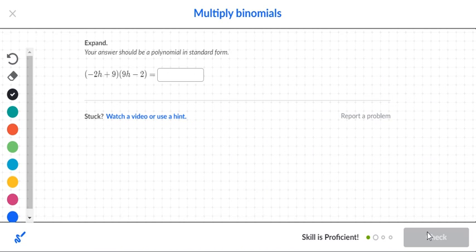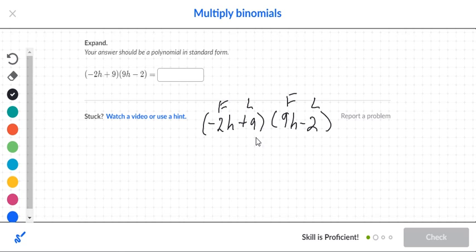Okay, let's take a look at this problem here. Again, we have numbers in front with the letters. So we have the negative 2h plus 9. We have the 9h times a negative 2. So this is my first, this is my last, this is my first, this is my last.